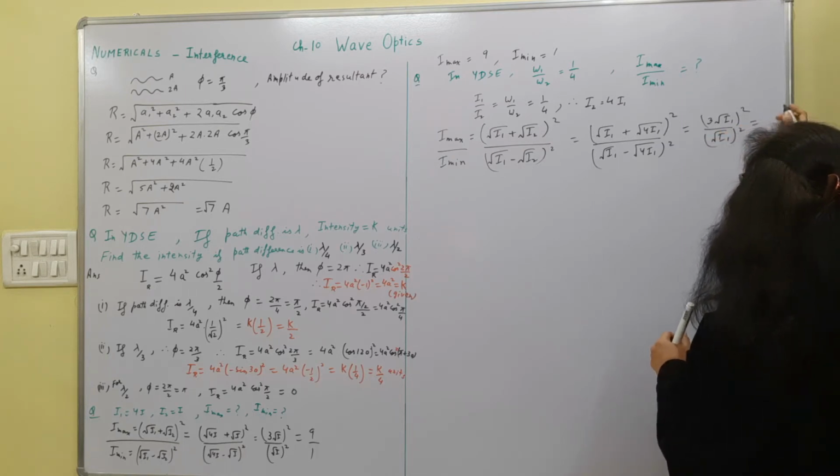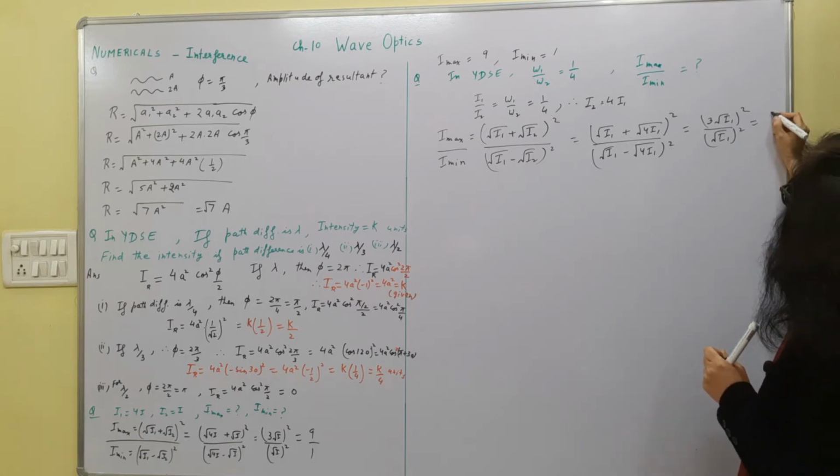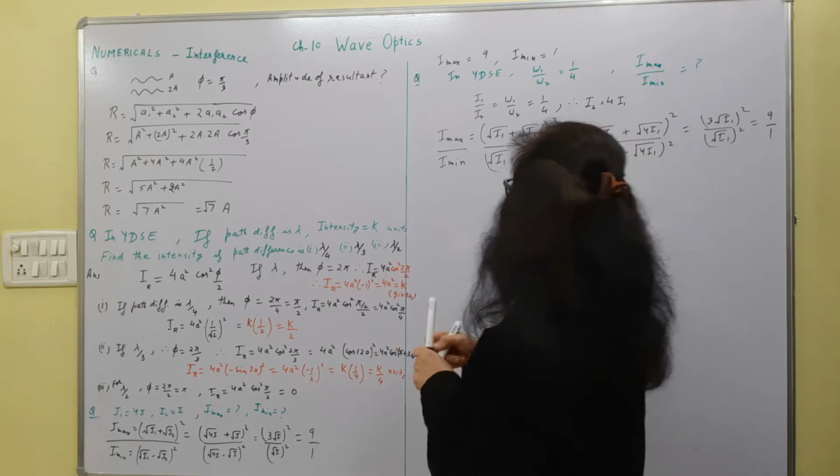Similar data as our previous question. The only thing is here the width ratio is given. So this is 9:1, right? Next question we can take.